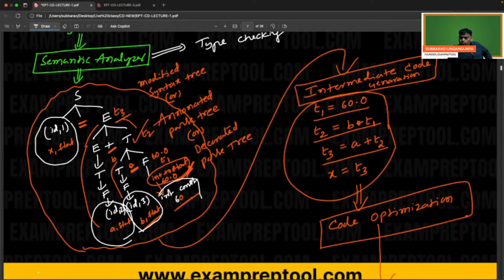Int. Oh, problem. Then you will try to convert. Suppose conversion is not possible: error message. If conversion is possible, 60 becomes 60.0. Then afterwards multiplication: two floats if you multiply, you get float. Two floats if you add, you get float. The float will be stored in a float only. So the semantic analyzer takes care of type checking.